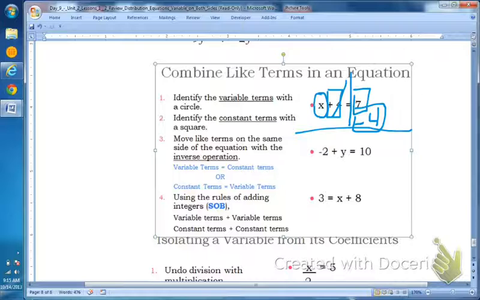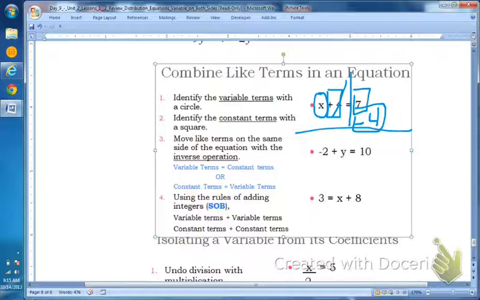And how did she get that? You subtract them. Are those same signs or opposite signs? 7 is positive, and 4 is negative now, because we moved it over to the other side.